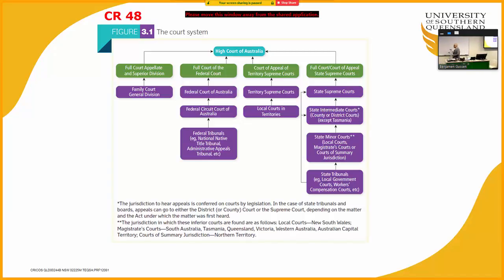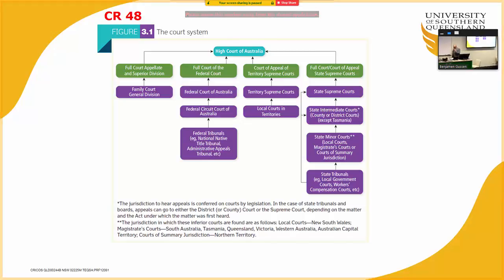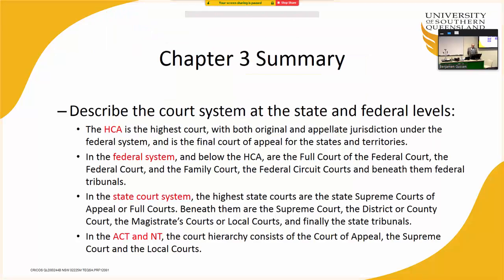The difference between these two, when we say the full court, it means that more judges will be sitting on your appeal. Okay, the full bench. So instead, for example, of one judge, you might have 3 judges. Or instead of 3 judges, you might have 7 judges. Okay? All right.